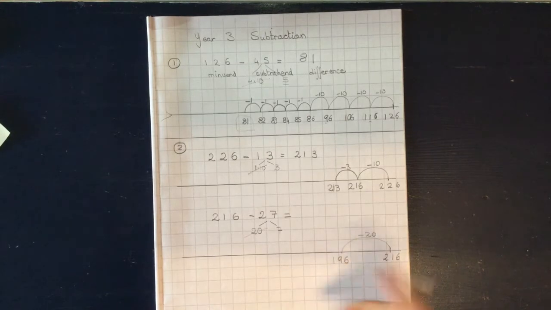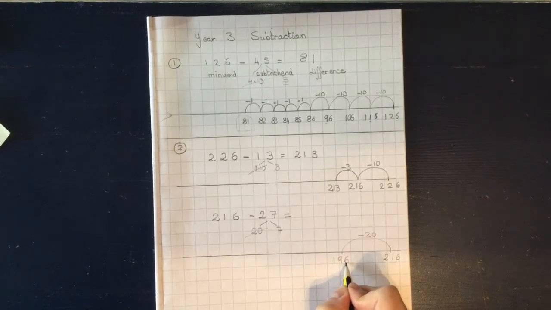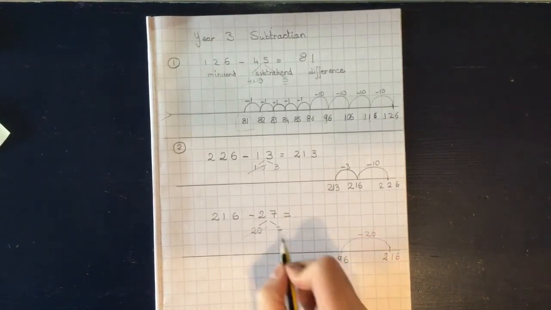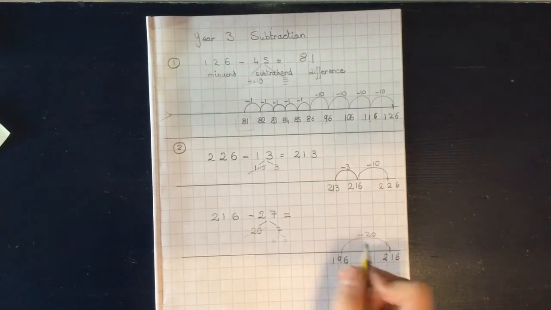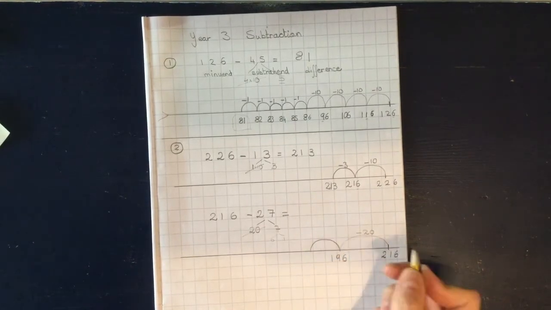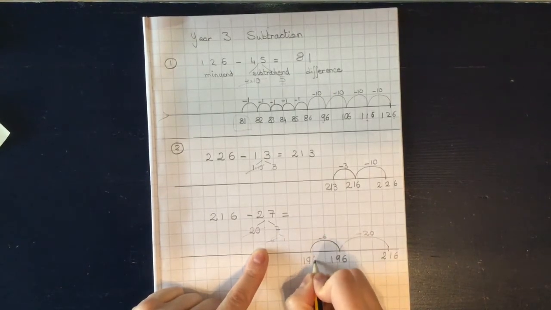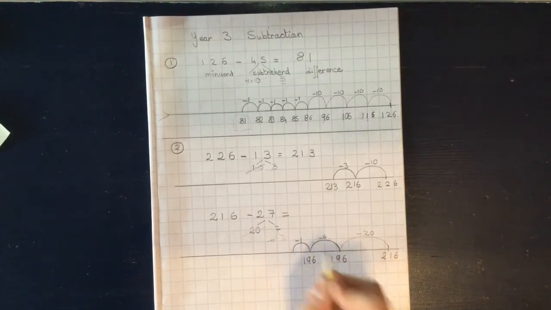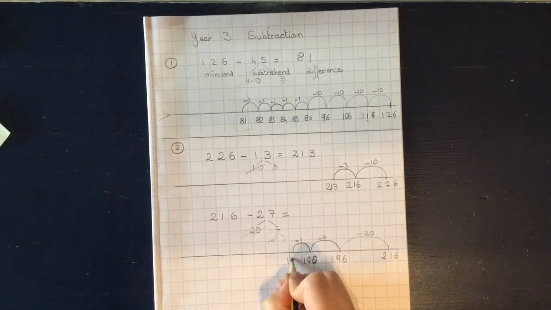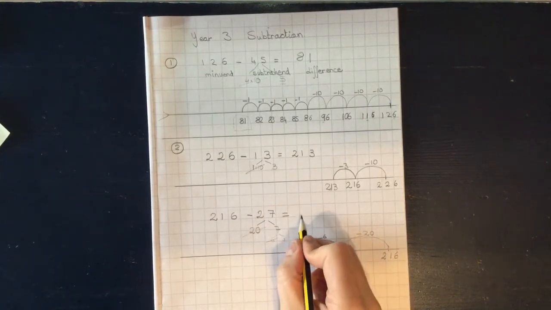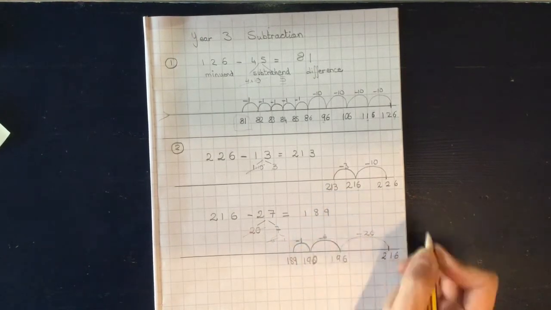I have only 6, so I can use my number bonds, knowing that to go back to 0 from 6, that would be 6, and 7 is made out of 6 plus 1. So I can do a jump of take away 6, for example, 190, and take away 1, which is 189. So my difference is 189.